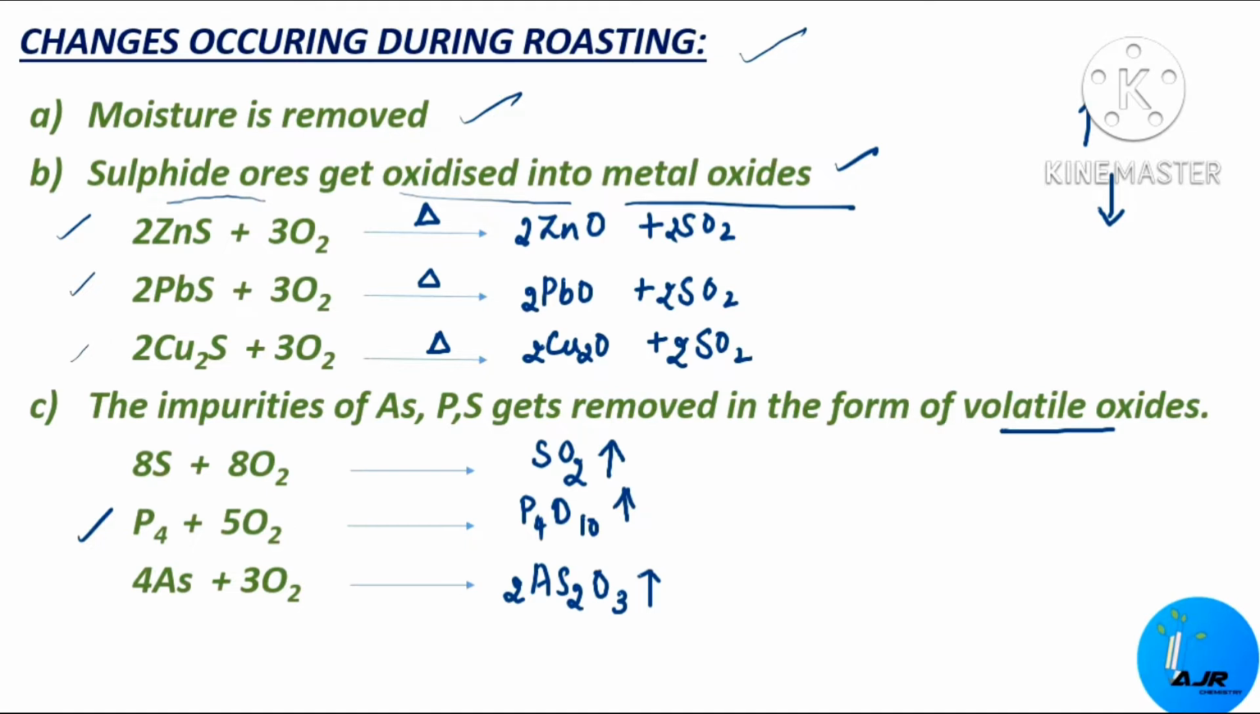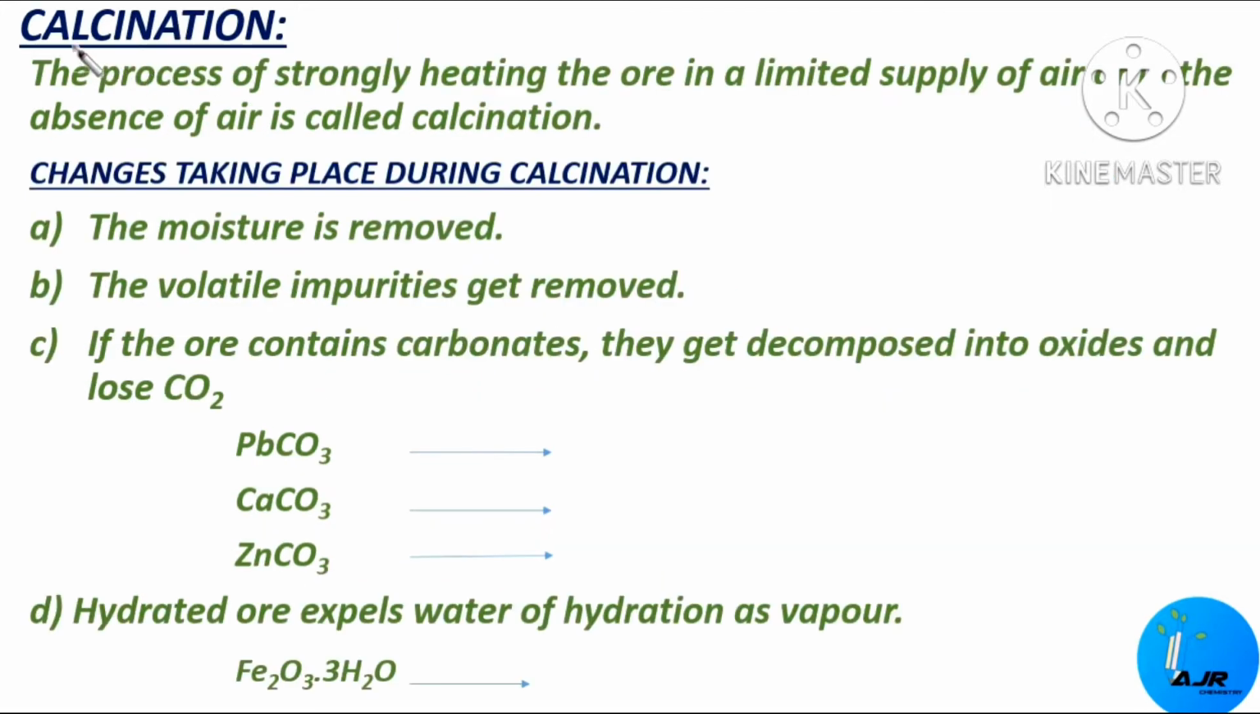So normally this roasting is done in a reverberatory furnace, as I have shown earlier. The next important method is the calcination process: how to convert the concentrated ore into oxide. So the next methodology under this is calcination. So what happens during calcination?